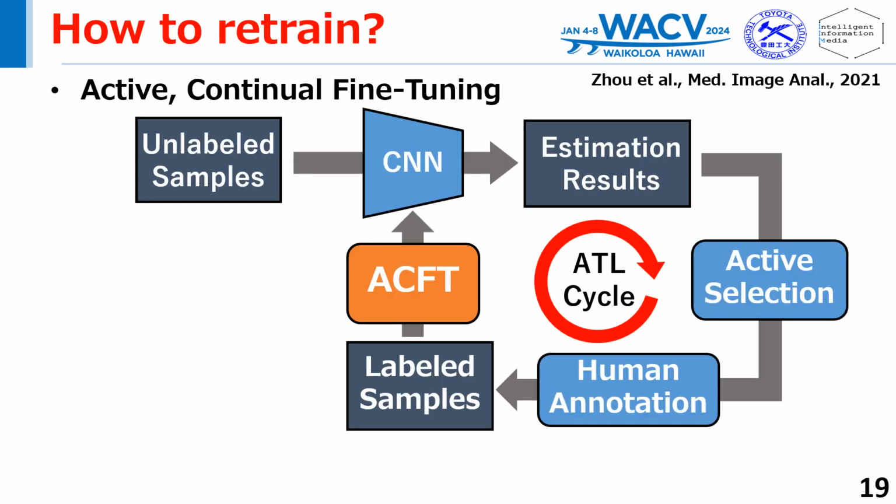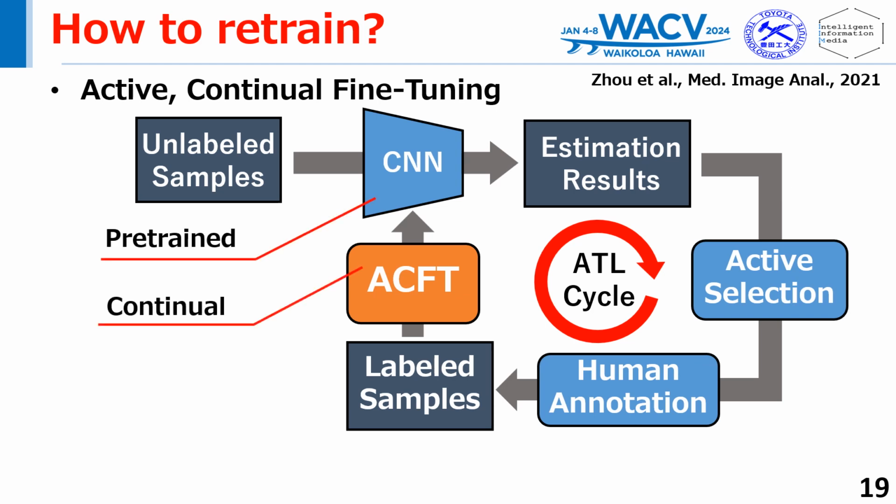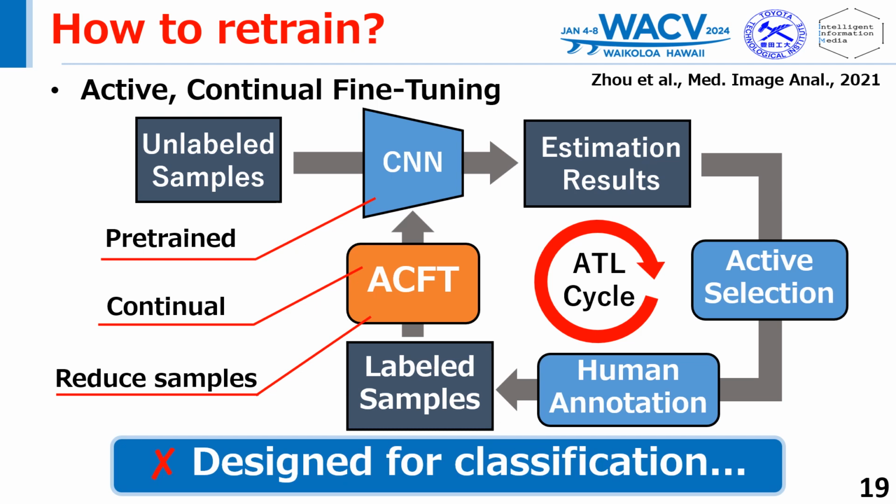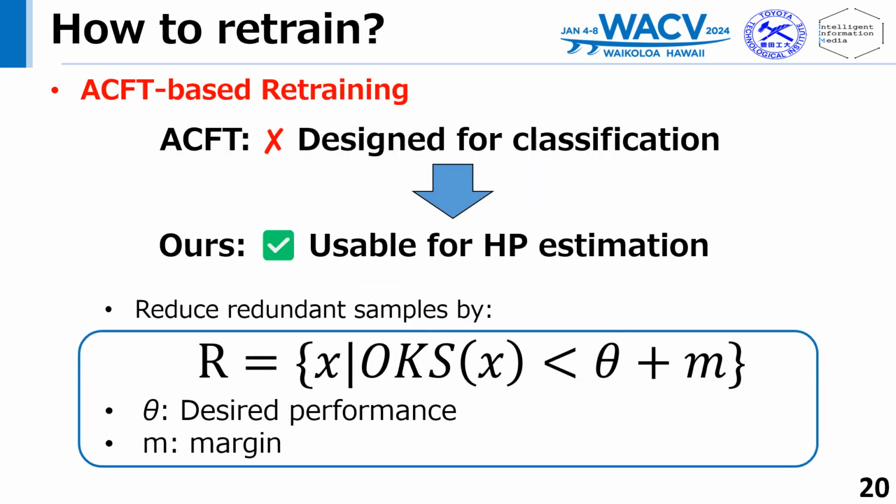In terms of retraining in ATL, Cho et al. proposed active continual fine-tuning. In this approach, a pre-trained CNN is continually retrained with annotated labeled samples. ACFT reduces samples to retrain by limiting them to misclassified samples. However, this is designed for classification tasks and cannot be applied to human pose estimation. On the other hand, we adapted the definition of retraining samples so that it is usable for human pose estimation. In the retraining phase, we reduce redundant samples following this equation.